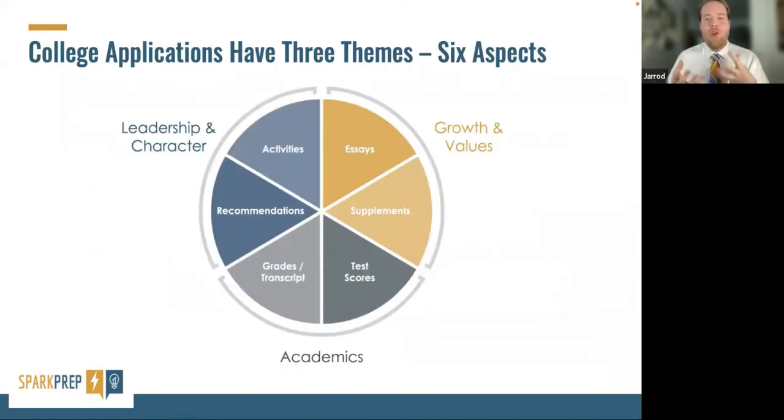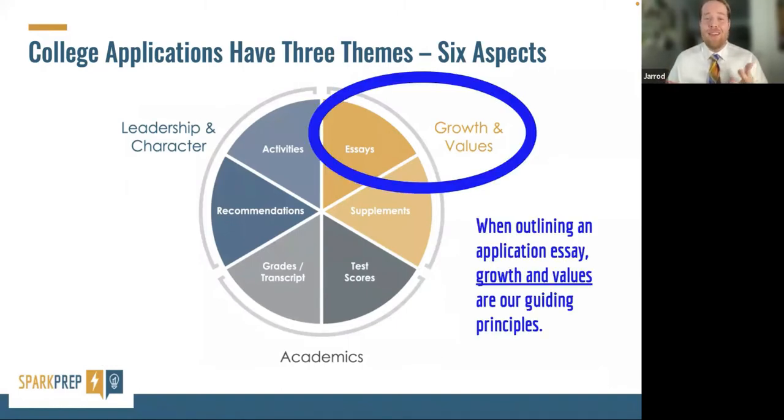So when you approach a college application, there are three major themes and six aspects, or we can call them attributes. There are leadership and character, academics, and growth and values. As you can see from this lovely little chart, today we're going to be focusing on the essays and growth and values. It's important to realize that when you are outlining an application essay, growth and values are your guiding principles. They are what help you.